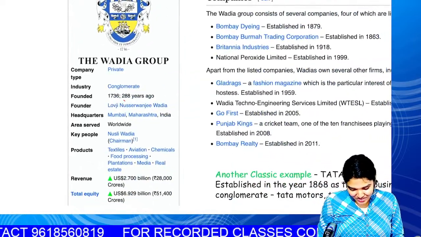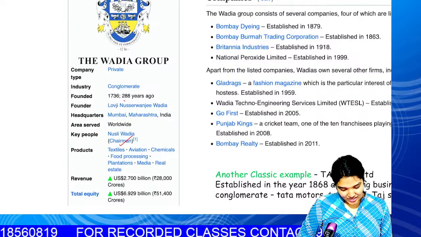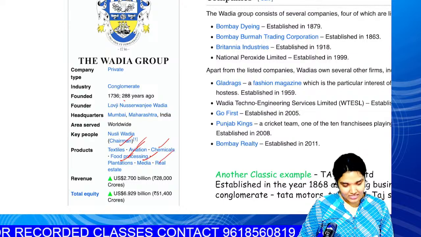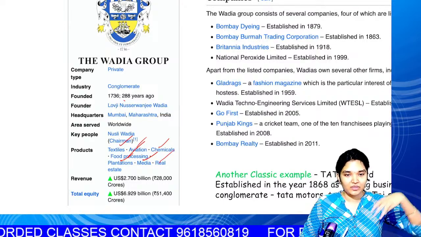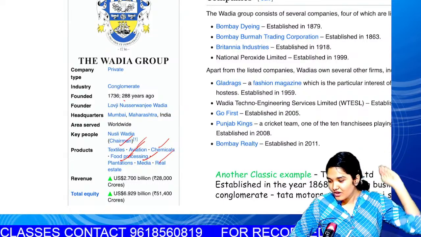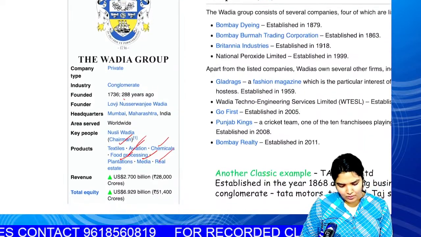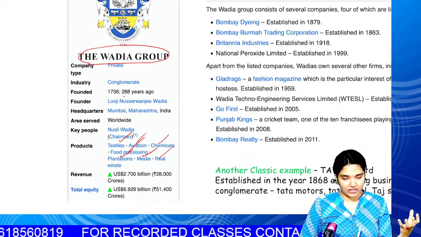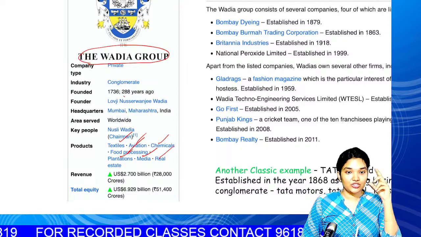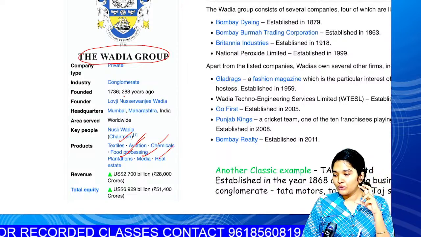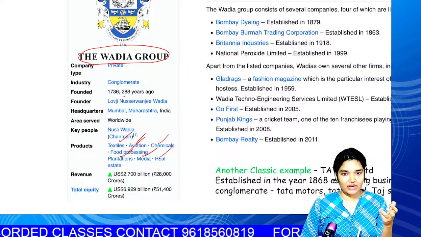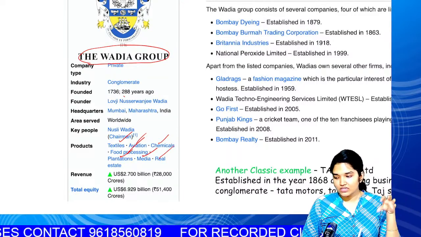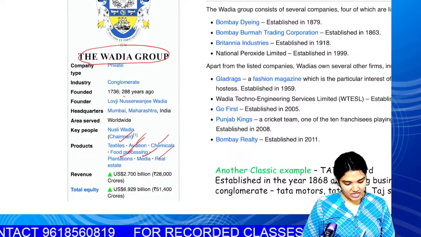Yes. So this conglomerate is involved in textiles, aviation, chemicals, food processing, plantations, media, real estate. Oh my God, everything it has covered. Real estate, media means the cinema industry also it has covered. But in the year 1736, what is the purpose of the Wadia group? The Wadia group was established in Surat, that means in Gujarat, to manufacture boats for the export and import of trades for the East India Company. So that is why it's India's oldest company, the first company established.